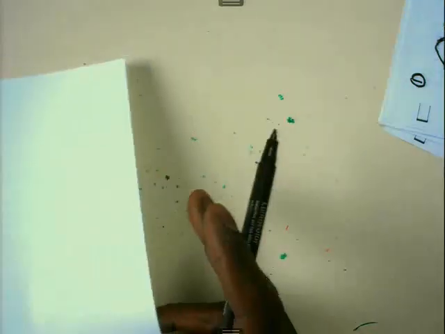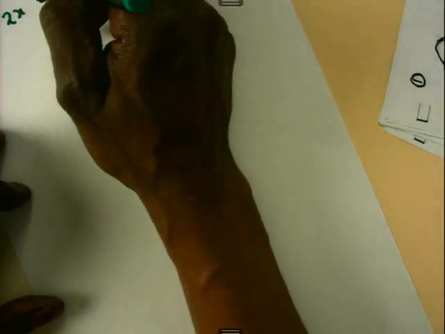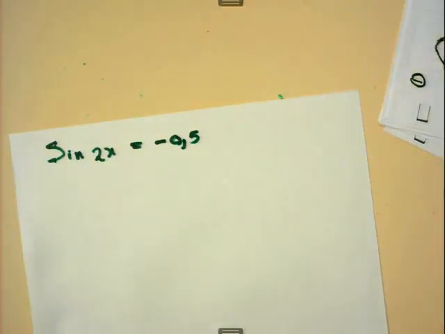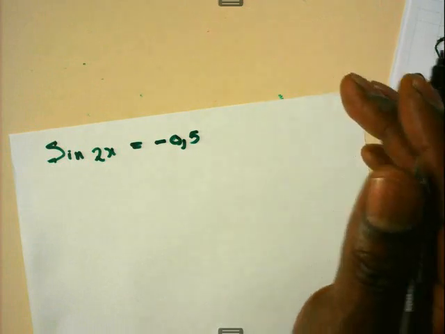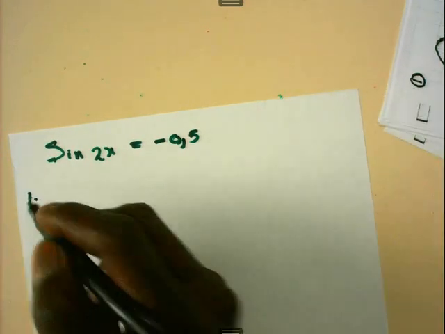Now, let's have another problem. The problem is we must find the general solution for sine 2x is equal to -0,5. Yes. Sine 2x is equal to -0,5. We move along with the steps.